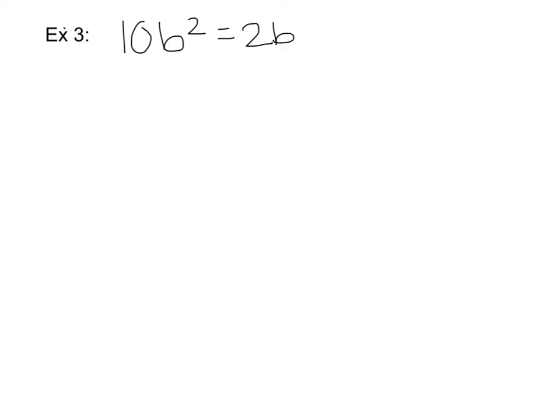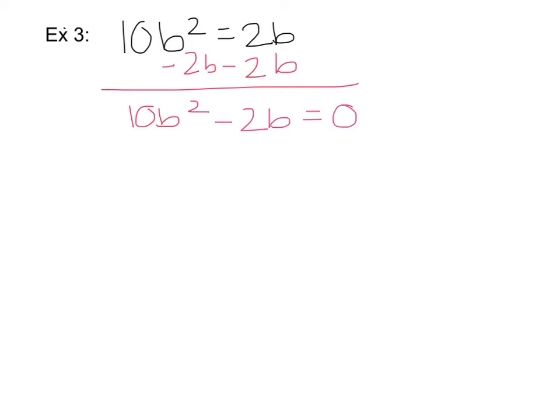Our last example is 10b squared equals 2b. And again, we're using our zero product property, so I must make it equal to 0 so that I can use my zero product property. So I'm going to move my 2b to the other side. So to move it, I'm going to subtract it. And the reason why I didn't move my 10b squared to the other side is you always want the number that's in front of your squared term to be positive. So I wanted to keep it on the left-hand side. So that gives me 10b squared minus 2b equals 0.